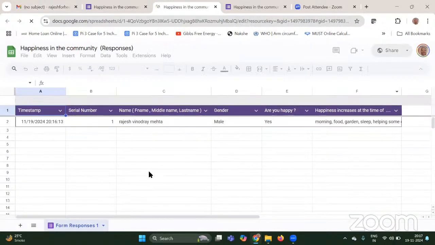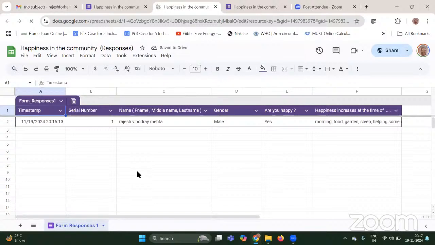So in the data sheet, it will come like this, right? And then if you want to do the analysis, you can do analysis over here.